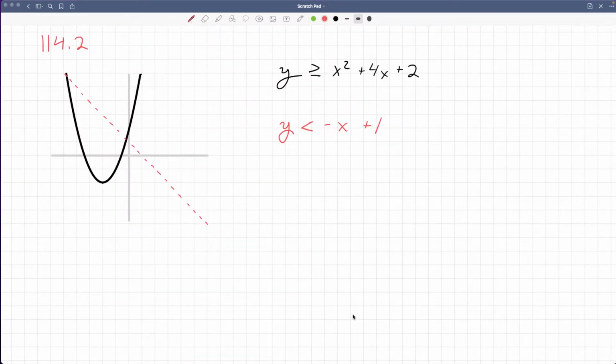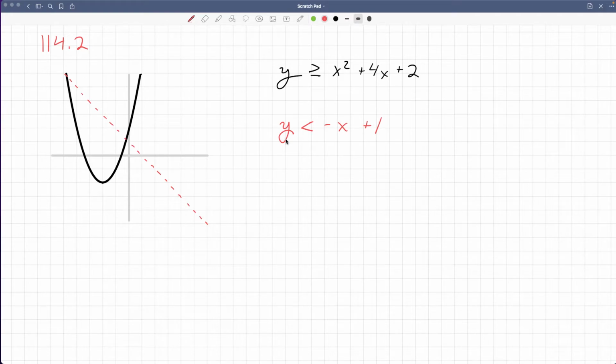All right, here we are in 114.2, and we have a line and a parabola again. And this time we have a positive parabola, and it opens upward, and the intersection point is +2. We see that here. And the axis of symmetry is on the -2 line. So we see it mirrored here at the 2, 1, 2, 1, 2. So that's correct.